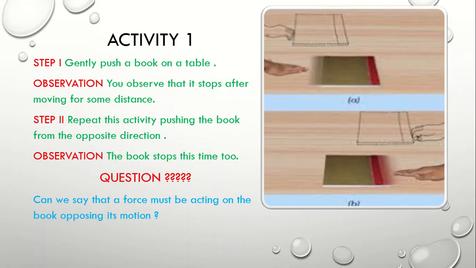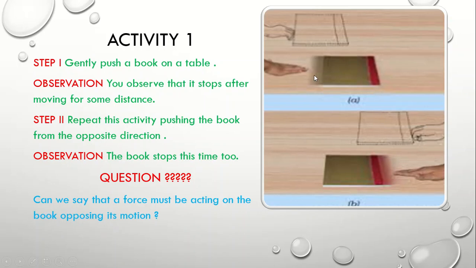Now, come to figure B. This time you will repeat this activity by pushing the book from the opposite direction. First, you were pushing forward; now you have to push it in just the opposite direction. Now, a question for you. Can we say that a force must be acting on the book which is opposing its motion?